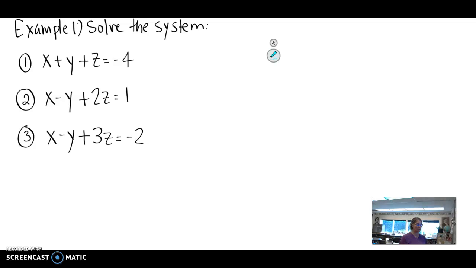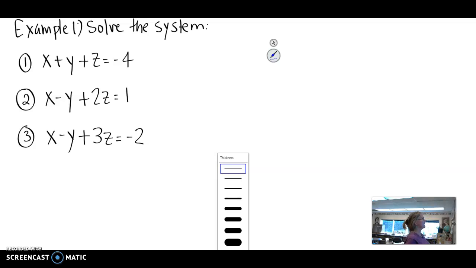You have to keep track of your work here. So stop and write this system down. So what we're going to do first is we want to eliminate one of the variables, just like we did in 10.1, where we solve systems with two equations and two variables.